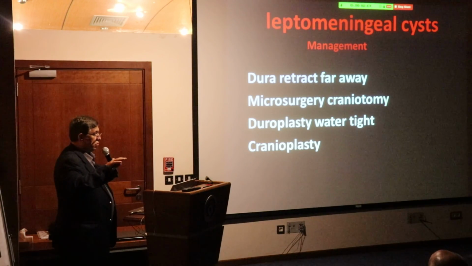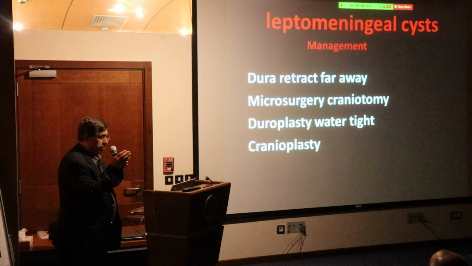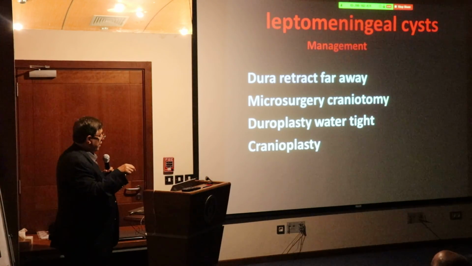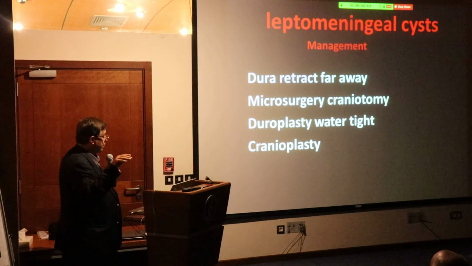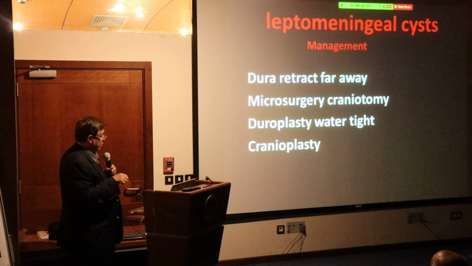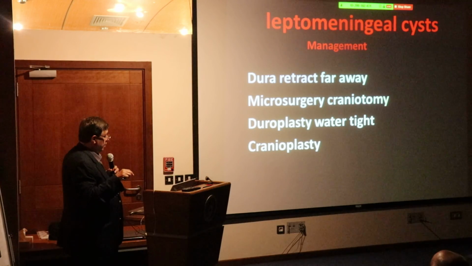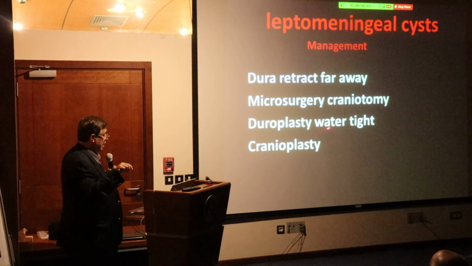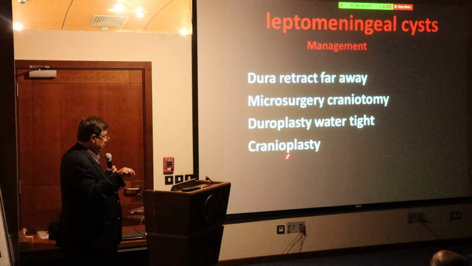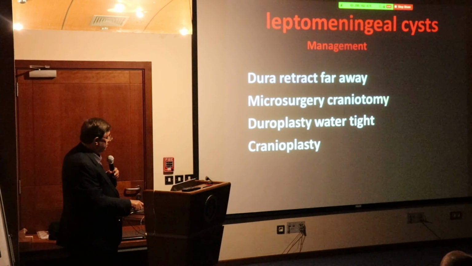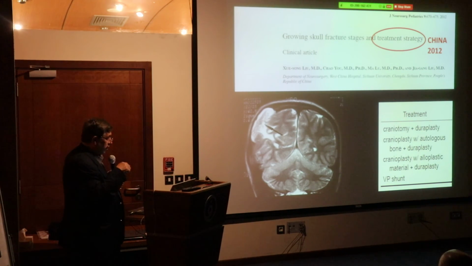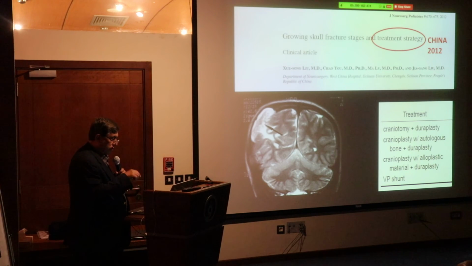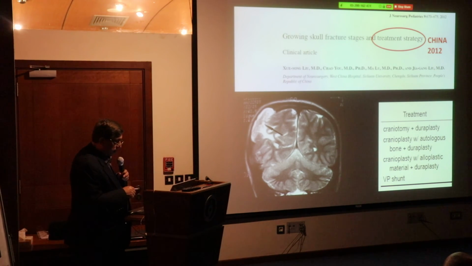So the dura is dissolved far away from the bone edges. To close the dura, you have to find the edges of the dura. These usually are far away from the bony edges. It is microsurgery. You have to do duroplasty, and it has to be watertight. And then you have to do cranioplasty. Examples coming from China, 2012, about the treatment: craniotomy plus a duroplasty, cranioplasty, autologous bone, duroplasty, etc.